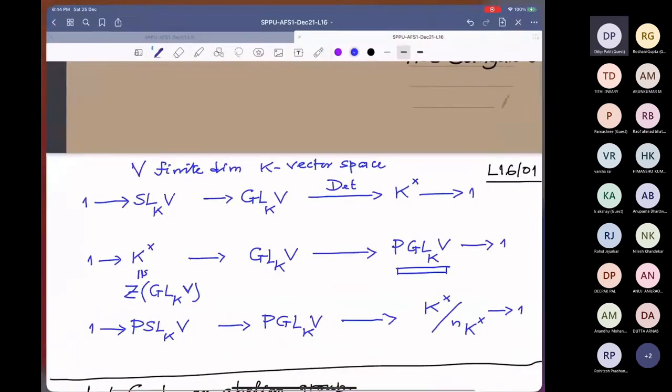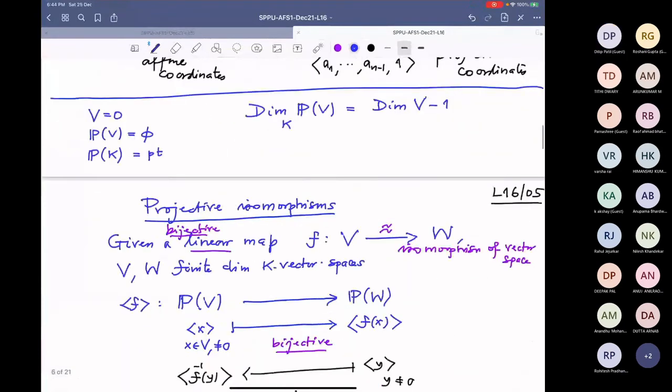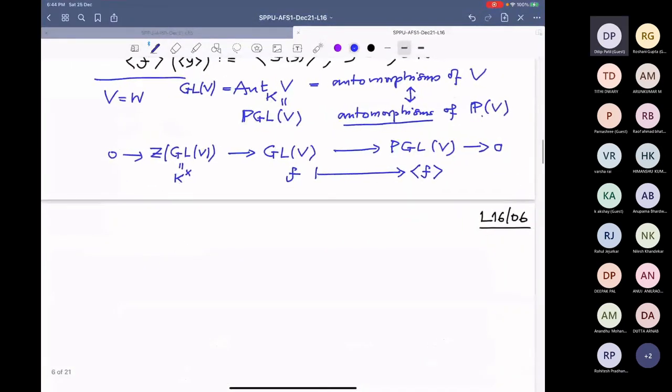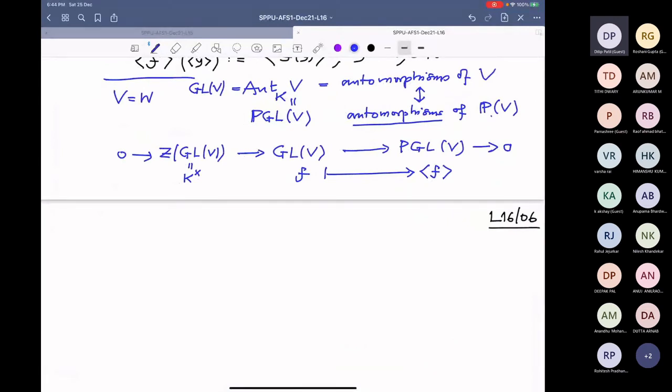And now the advantage is this group. So what I want to exploit more now is the following fact: PGL(V) operates on projective space canonically. Why canonically? Because automorphism groups operate on any object.